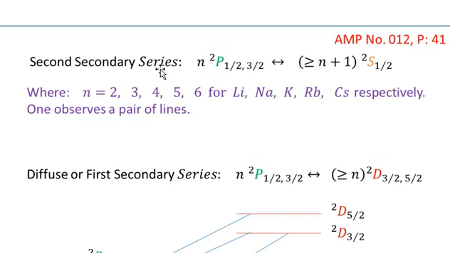Now let's consider the secondary series. Again, you see that we have the principal quantum number n, and we have 2P 1/2, 3/2, and the transition is towards S 1/2. For this series, the principal quantum number with the S 1/2 should be greater than or equal to n plus 1. This series is also what we have discussed in the lecture on alkali metal atoms. For this series, n must be equal to 2, 3, 4, 5, 6 for lithium, sodium, potassium, rubidium, cesium respectively. And one observes a pair of lines also, because again P is a doublet with two energy levels, 1/2 and 3/2.